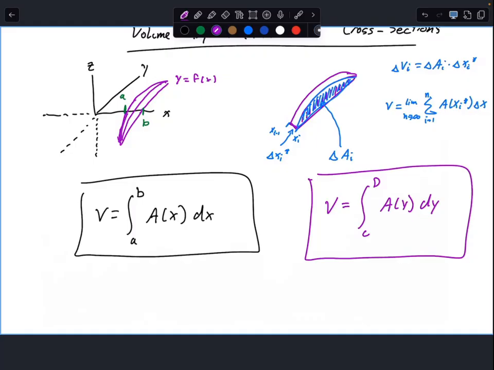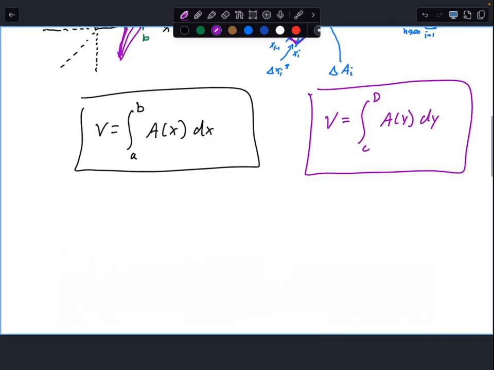You'll get the same volume. But that does not just mean that if you switch the limits, you're going to get the same answer. So that's the general formula.